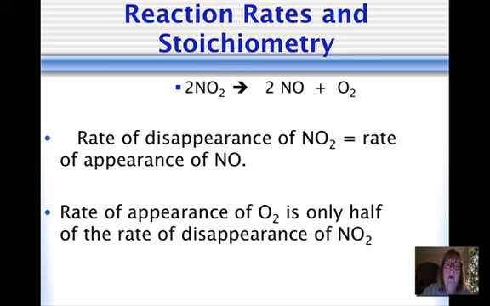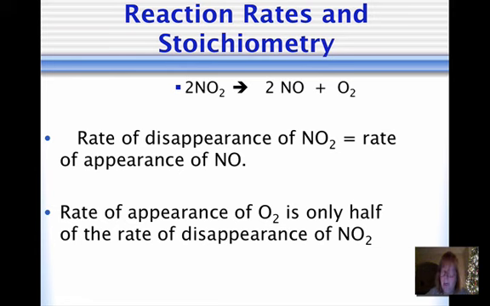If you look at the balanced equation, you'll see the answer. See these coefficients here of 2 and 2. The same coefficient means that their rates are the same. The rate of disappearance of this equals the rate of appearance of this, but this coefficient is only half of those coefficients, being a 1 here, and so its rate is half the rate of appearance of the nitrogen monoxide.